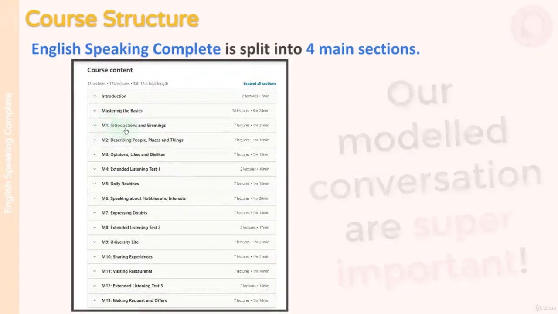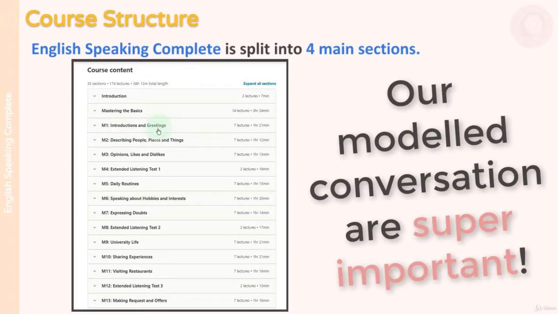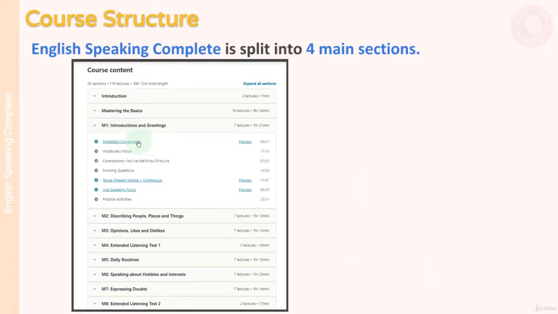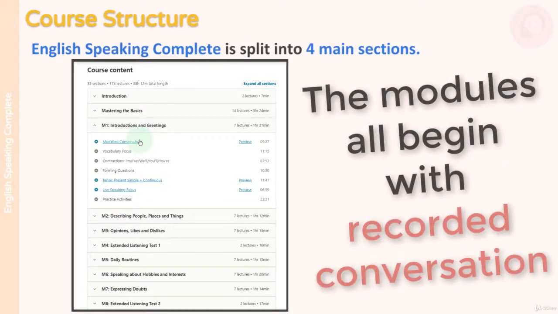So we have module 1, introductions and greetings, and this is the general topic that we'll be learning about in this module. So we follow the same structure throughout all of the different modules for modelled conversations. Up first is our recorded dialogue, where we'll have a 2 to 3 minute recording of a dialogue with a quiz. We'll then look at some of the key vocabulary from this lesson.